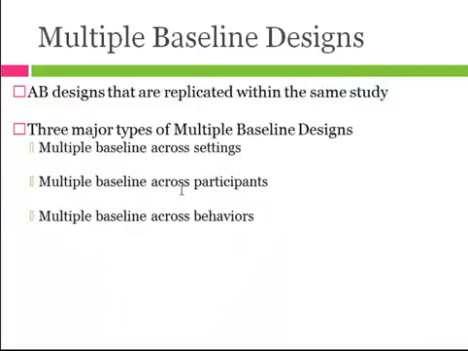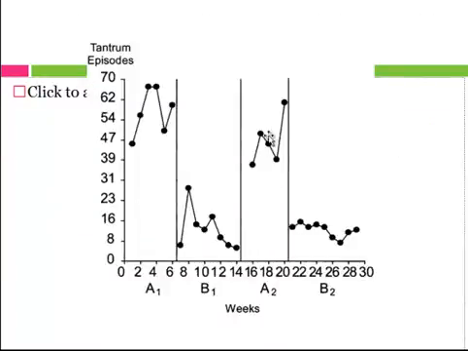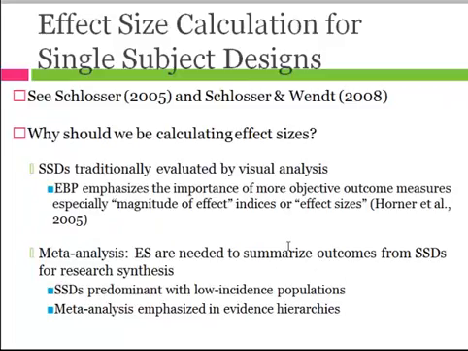Some of them you'll see more like this, where it's really clear that the intervention changed the behavior. So anyway, we want to be more precise and more objective in terms of evaluating the magnitude of effect. And that's where effect size comes into play. Also, effect sizes are needed to summarize outcomes from single subject designs in meta-analyses.